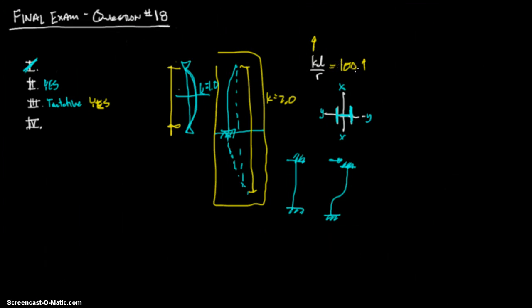So that is also correct. So we have an answer. That's a yes for 2, 3, and 4. We have 2 only for A, 3 only for B, and C is 2, 3, and 4. So C is our answer.